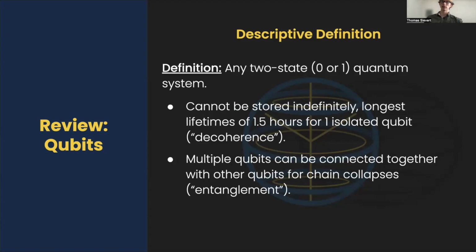And this is where the state decays from some known state that we put it in to really just any random thing. We call that decoherence.